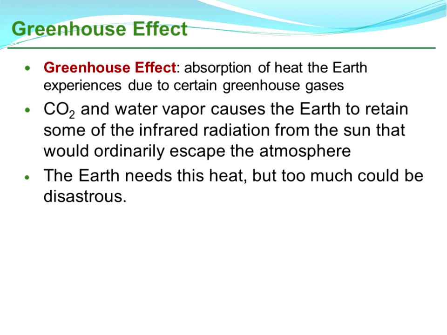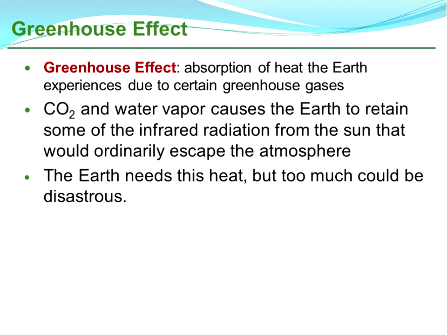Greenhouse effect is another thing just to remember: this is the absorption of heat from the earth, and it's due to certain greenhouse gases such as carbon dioxide and water vapor. It's actually a normal, natural thing that our earth has. The earth is meant to retain some of that radiation from the sun that would normally escape. The problem is that with some of our burning of fossil fuels, we are increasing some of these gases at an alarming rate, which is causing the earth to heat up faster.